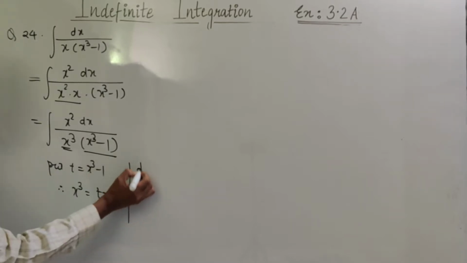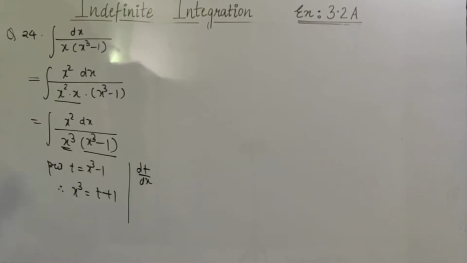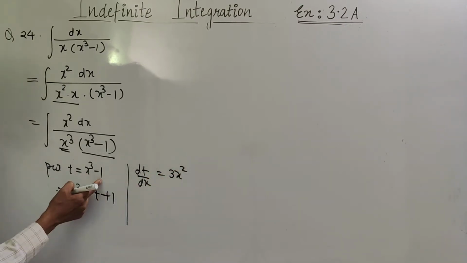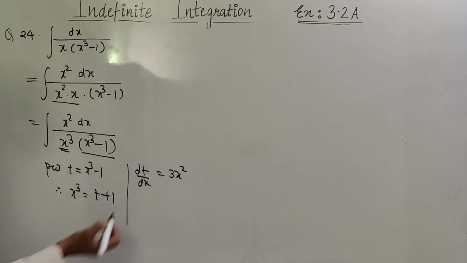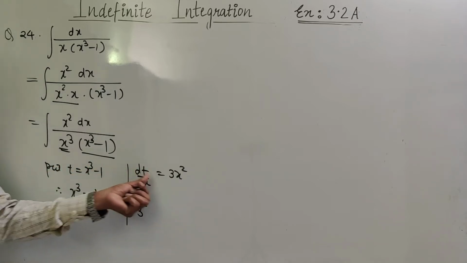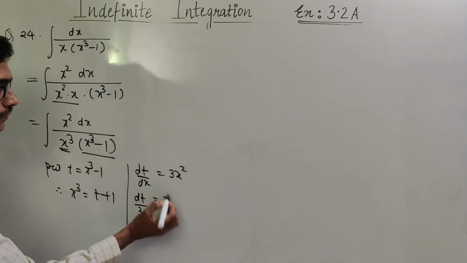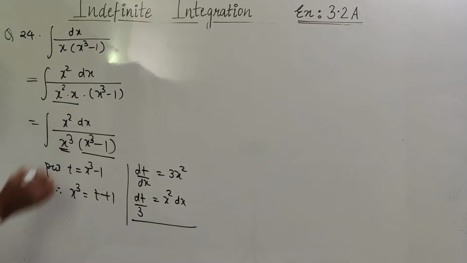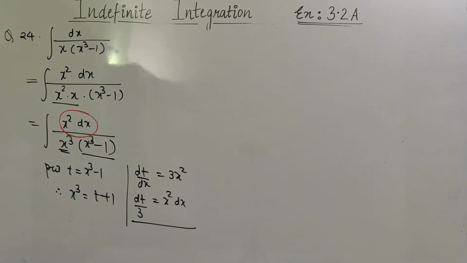And the derivative dt by dx, because it is substitution, will be 3x square, the derivative of this, and this constant is 0. So that dt upon 3 will be equal to x square into dx. So we have the numerator x square dx, which is dt upon 3. This is what? t plus 1, and this is what? t. So make this substitution.